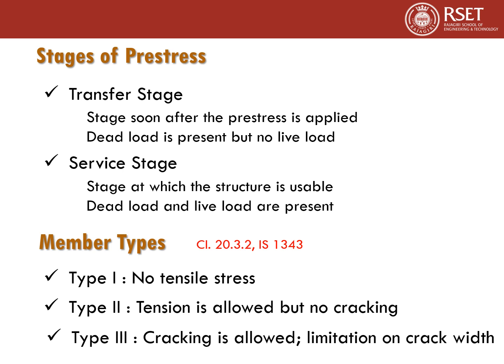Now the next is you have three types of members based on the amount of pre-stressing you are applying. One is type 1 member. Type 1 member allows no tensile stress; commonly in bridges we don't allow any tensile stress. Type 2 member, tension is allowed but no cracking.